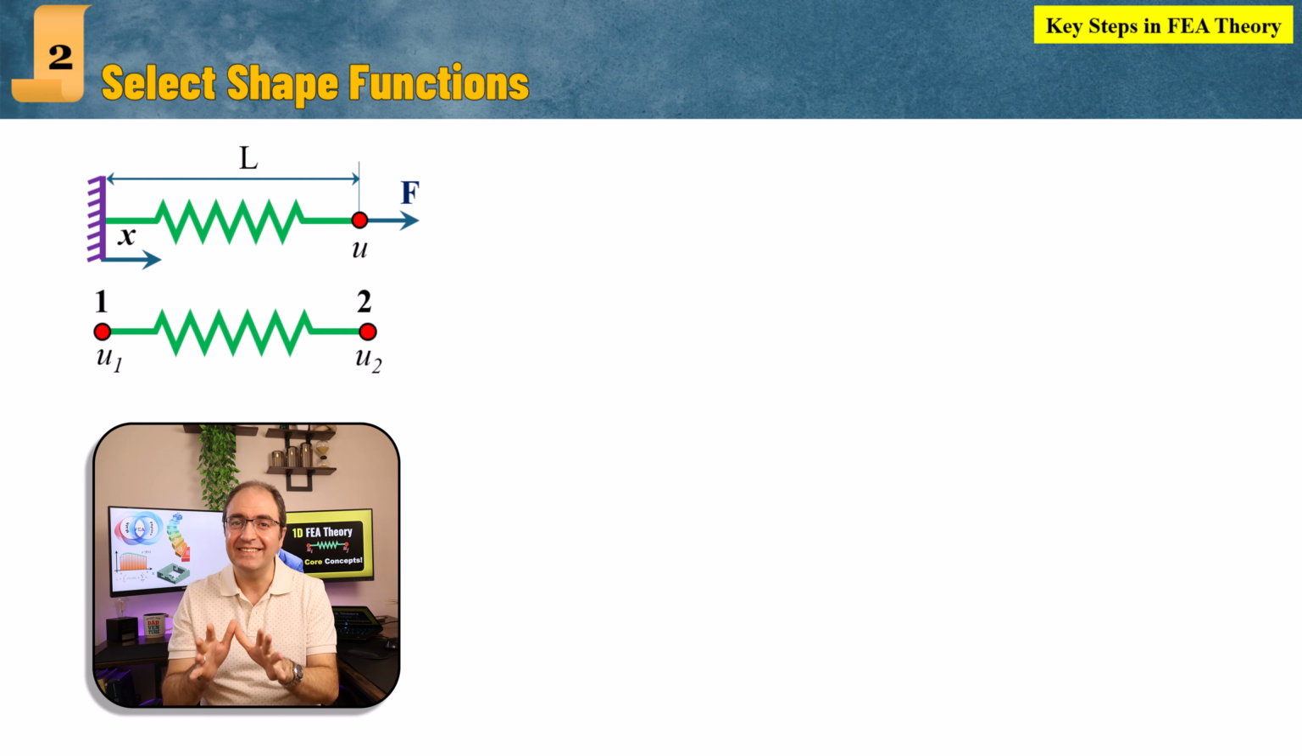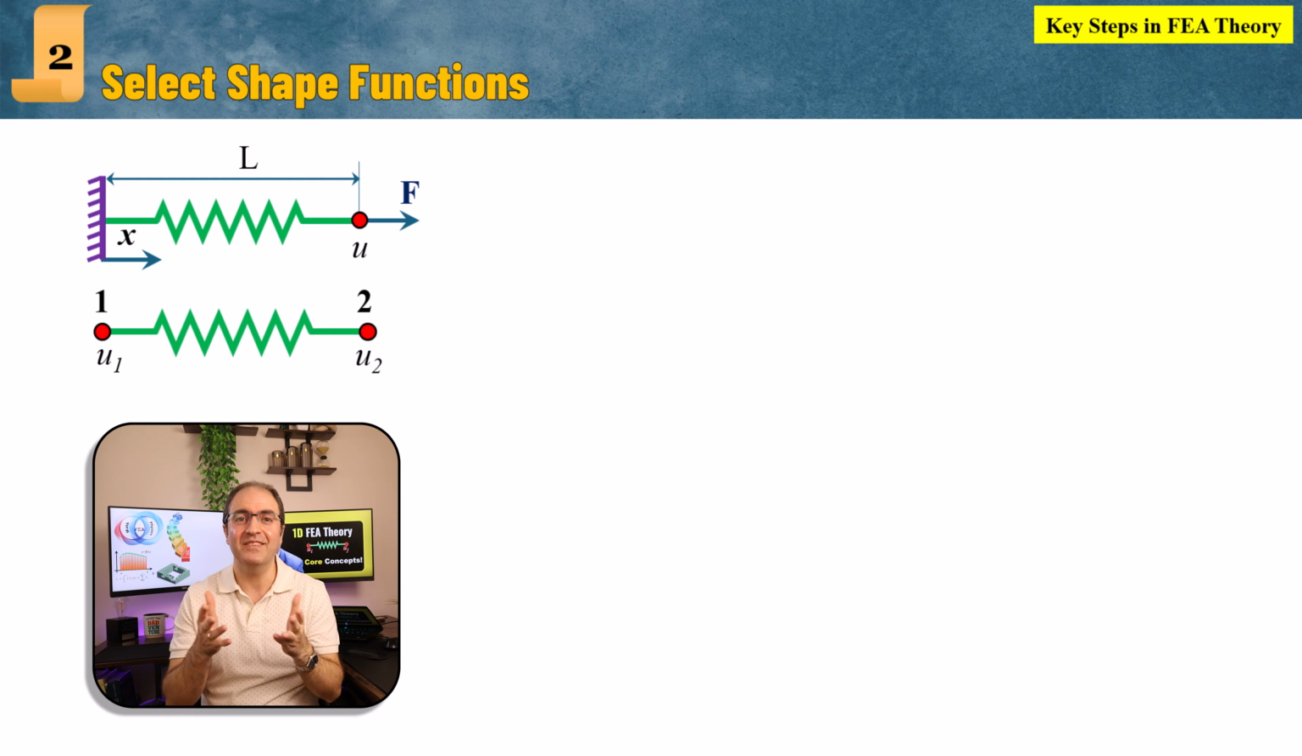Okay, let's go to step 2. After we have selected our element type and discretized the model, the next step is to define how the solution behaves within each element. And that's where shape functions come into play. Shape functions are essentially our best mathematical guess for how the field variable, like displacement, varies inside an element. For simple one-dimensional problems, a good place to start is with a linear approximation. Let's look at this example.